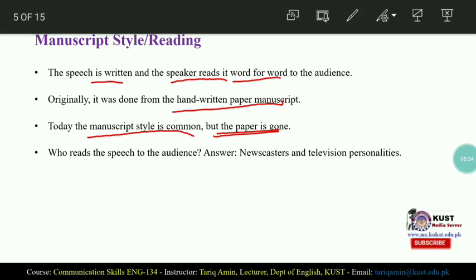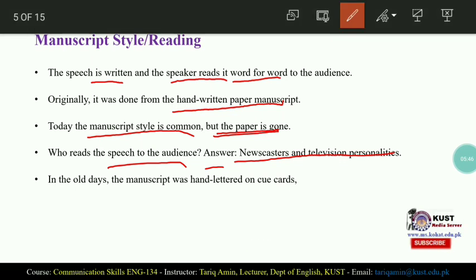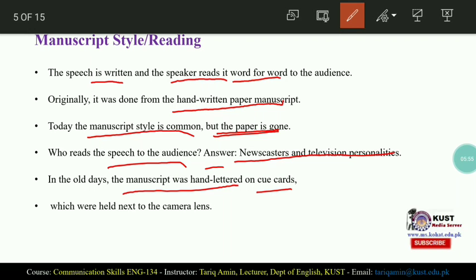Who reads the speech to the audience? Answer: newscasters and television personalities. Most of the time, we see newscasters and television personalities reading different manuscripts. In the old days, the manuscript was hand-lettered on cue cards, which were held next to the camera lens.